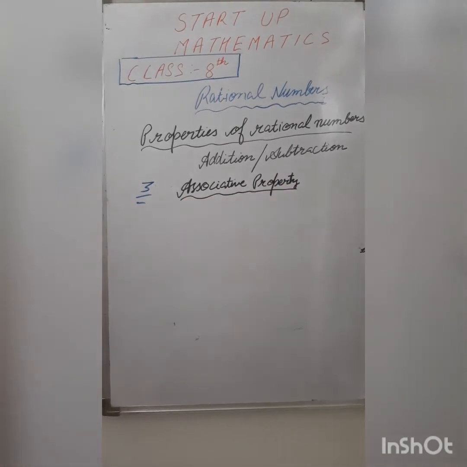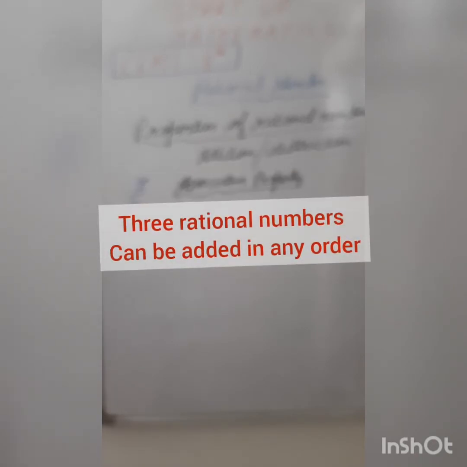Associative property. This property is used to add two or more rational numbers in any order. Means in the second property, that is a commutative property, we add two rational numbers in any order. Now we are taking more than two rational numbers.